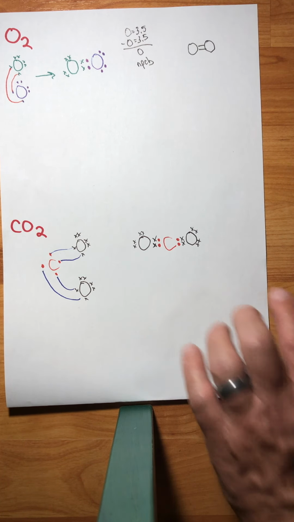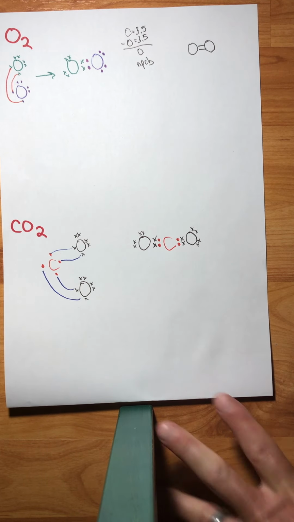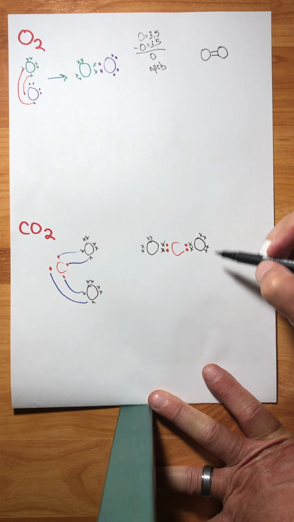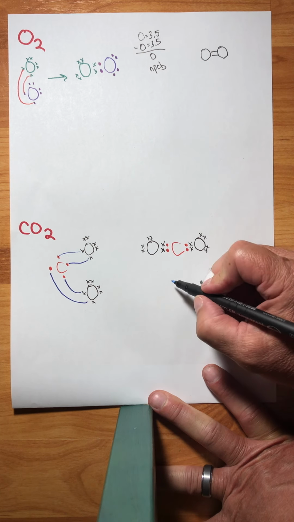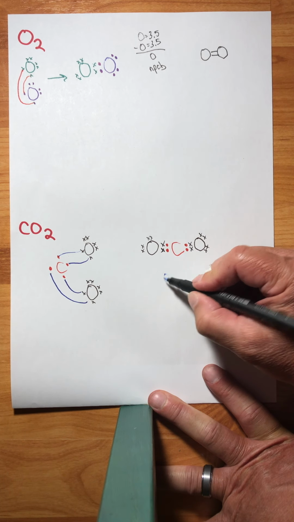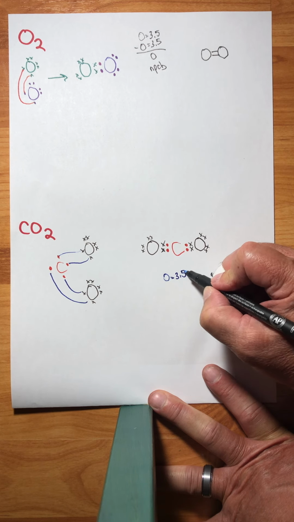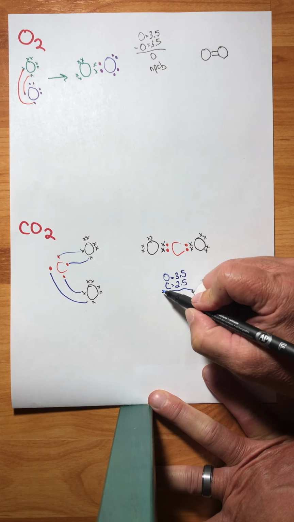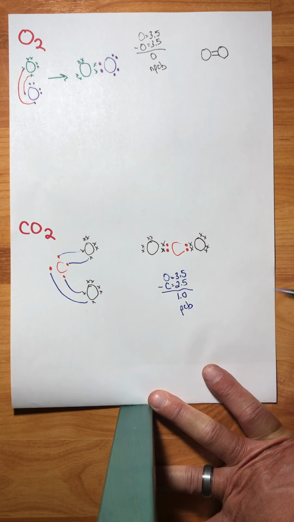Okay? Now, when you're looking at the electronegativity difference, the only bond that you're worried about here is the carbon-oxygen bond. Oxygen doesn't bond with oxygen, so we're not going to subtract those two. So oxygen is 3.5. Carbon has an electronegativity of 2.5. When I subtract them, I get 1. Now that's going to be a polar covalent bond.